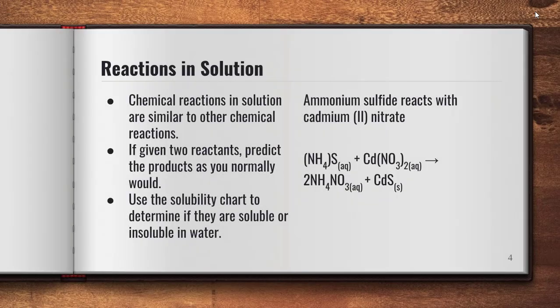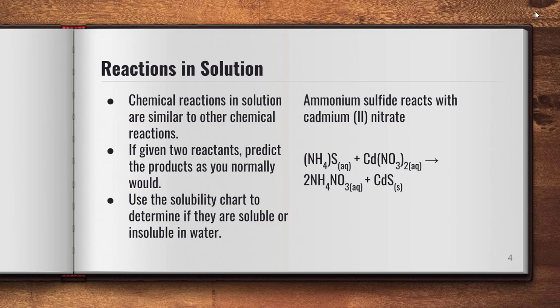So as we've talked about before, chemical reactions in solution are very similar to other chemical reactions. As you can see on the right, we've written a balanced chemical equation that's very similar to what you've looked at before. That is known as a double displacement reaction. If you're given two reactants, just like what you're given on the right-hand side, you're going to want to go through and predict the products as normal. You've got ammonium sulfide reacts with cadmium 2 nitrate. It's a double displacement reaction, so all we do here is we switch out the anions. So we switch out the sulfide ion with the nitrate ion, and we get ammonium nitrate and cadmium 2 sulfide.